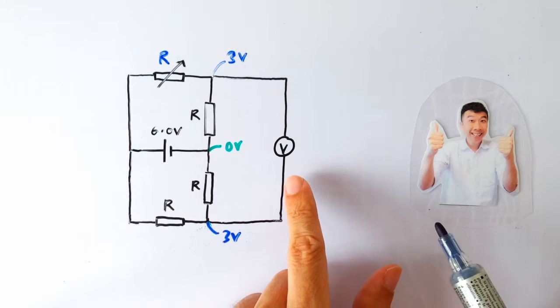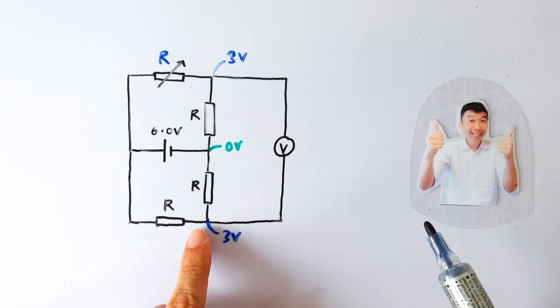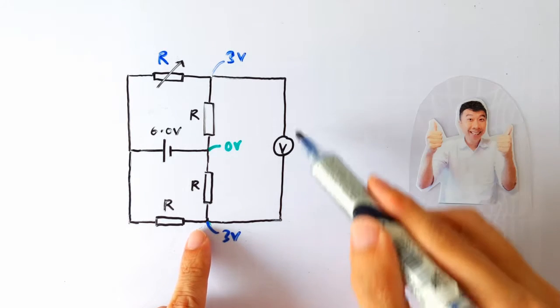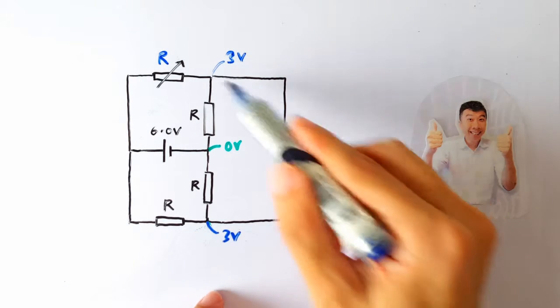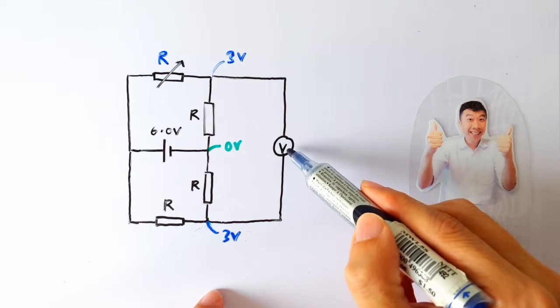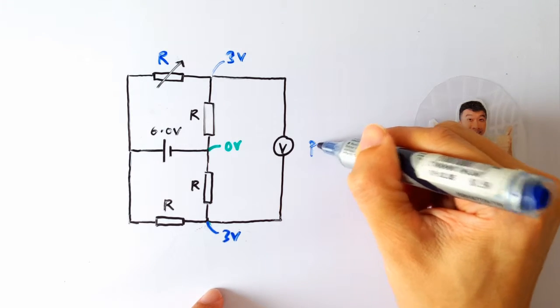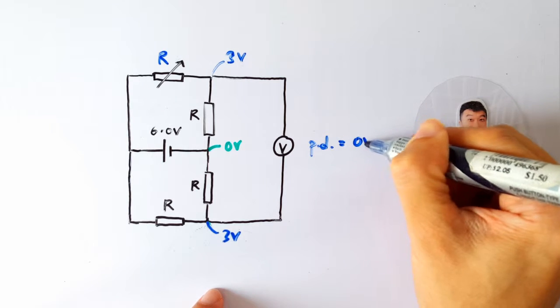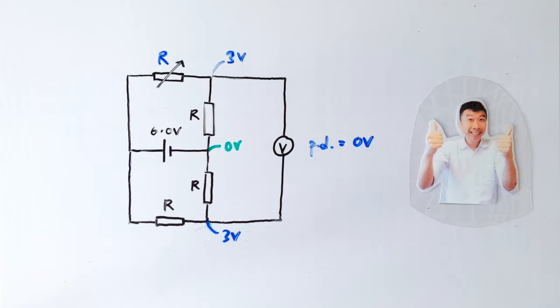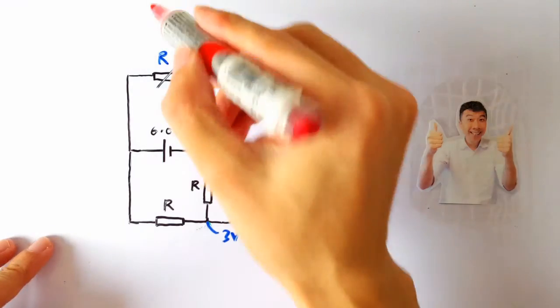What is the voltmeter going to measure? I've got a potential of 3 volts at this terminal, and a potential of 3 volts at my other terminal. So the voltmeter is going to read a PD of 0 volt. Okay, now let's move on to the resistor being set to 5R.